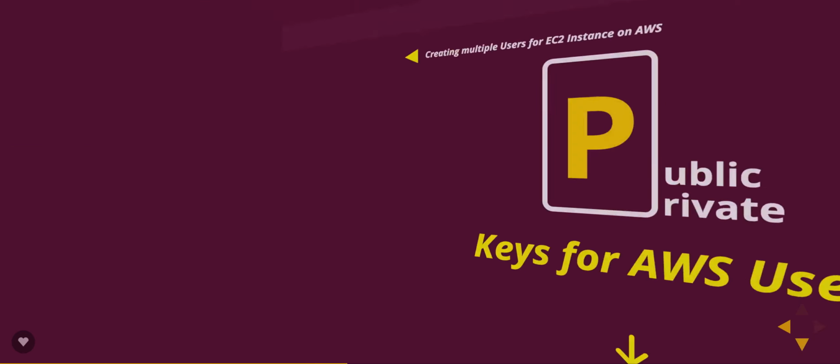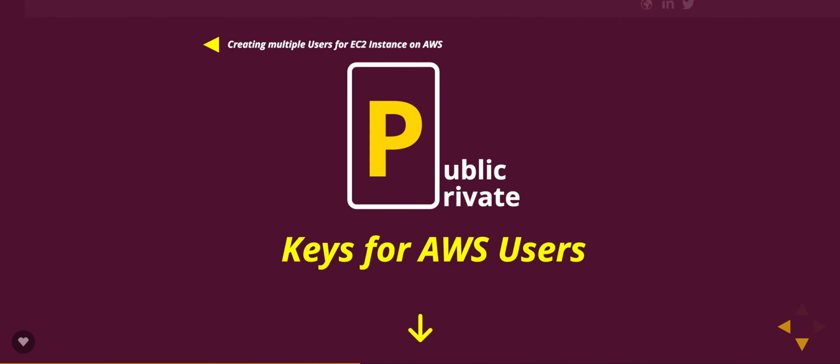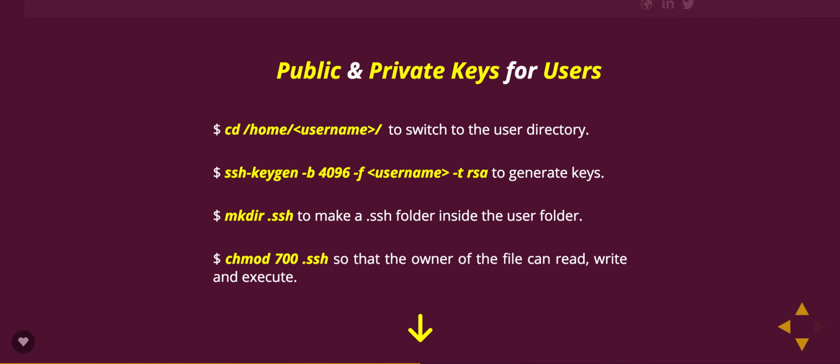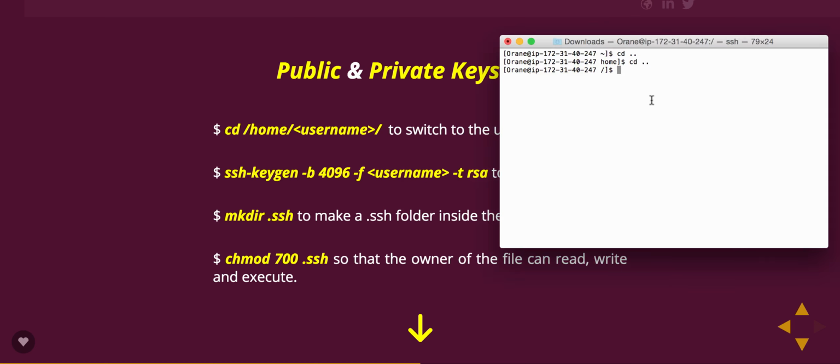Okay, so let's just head on over, and here's where we will generate public and private keys for our user. Okay, so let's just go along and follow the instructions. We should run this command to switch over to our user's directory. So let's just cd /home/ and then the name of our user. My user is Orain, and hit enter.